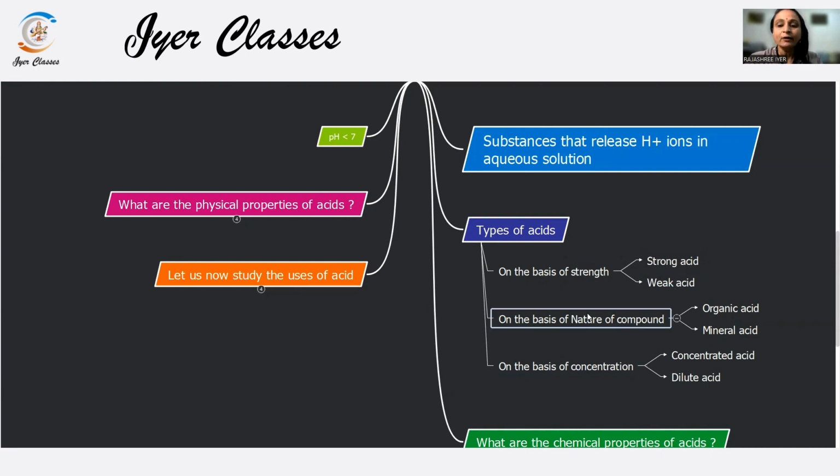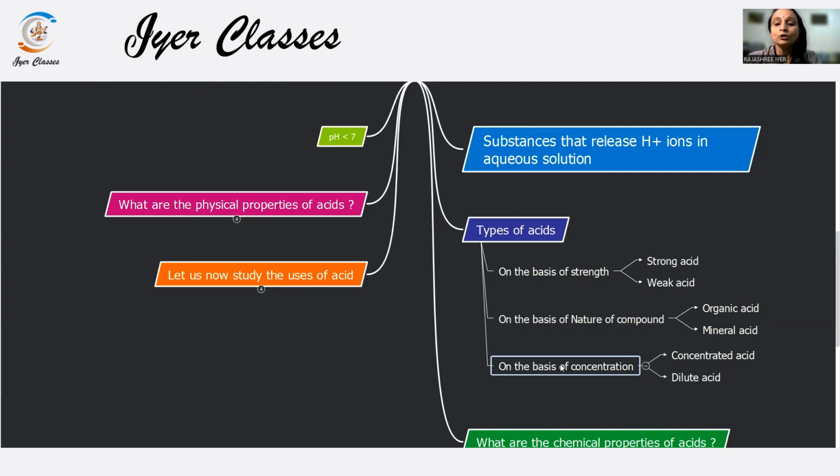Then, on the basis of the nature of the compound, we can classify acids as organic acids. Organic acids are a special type of acid that comes under carbon compounds. In the initial stages we could not synthesize them in the laboratory. They were obtained either from plants or from animals. But now you can synthesize them in the laboratory and make them in factories. The other type is called mineral acids, and mineral acids are HCl, HNO3, H2SO4, etc.